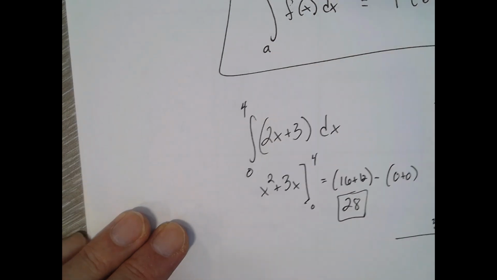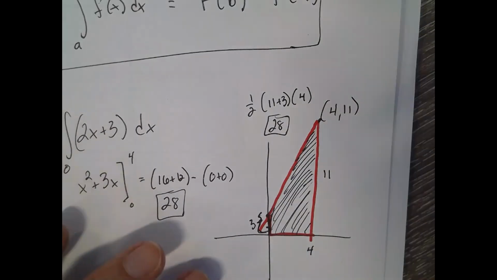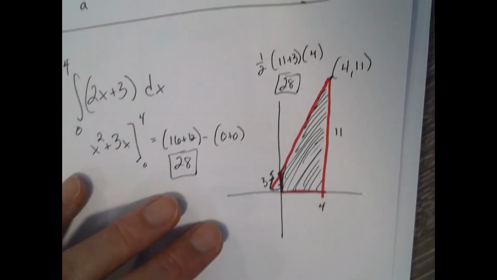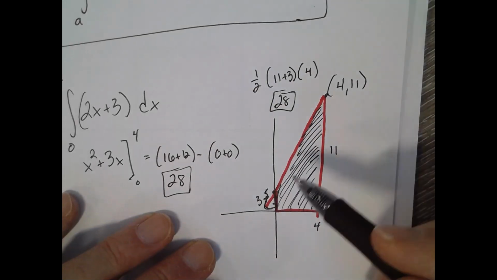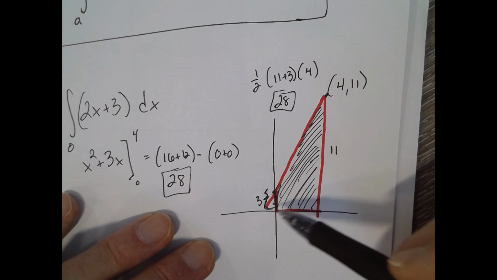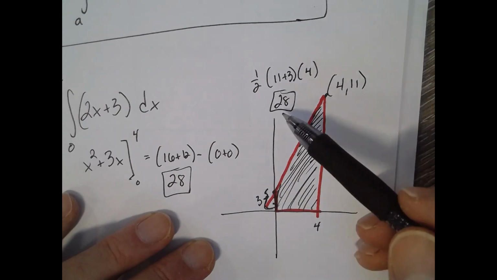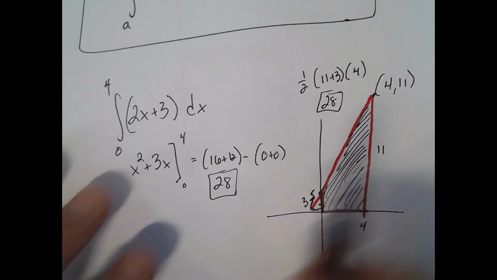I'll show you the 5-2 version where we could still do this without antiderivatives using geometry. It's kind of messy, but it's a trapezoid: 1/2 base 1 plus base 2 times the height, which is 4, and we get 28 doing that. All right. Questions?